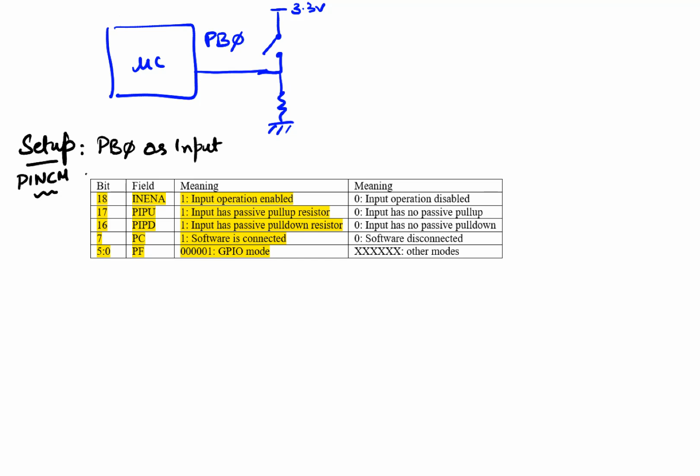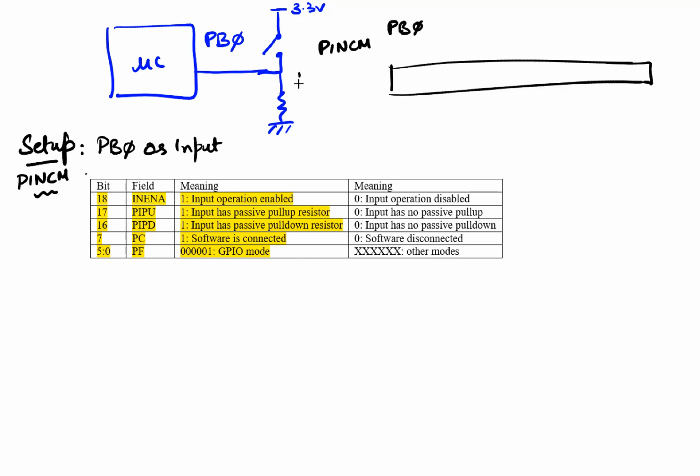So these are the bits of interest to us. We saw how the pin CM register works. This is the pin CM register for port B, pin 0. It has a name. It's called the IO Mux PB0. And it has an address. We're not going to worry about the address itself. But the fields of interest are bit 18, which says that we're enabling input operation on this pin. And then we have 17, 16, which we'll look at later.